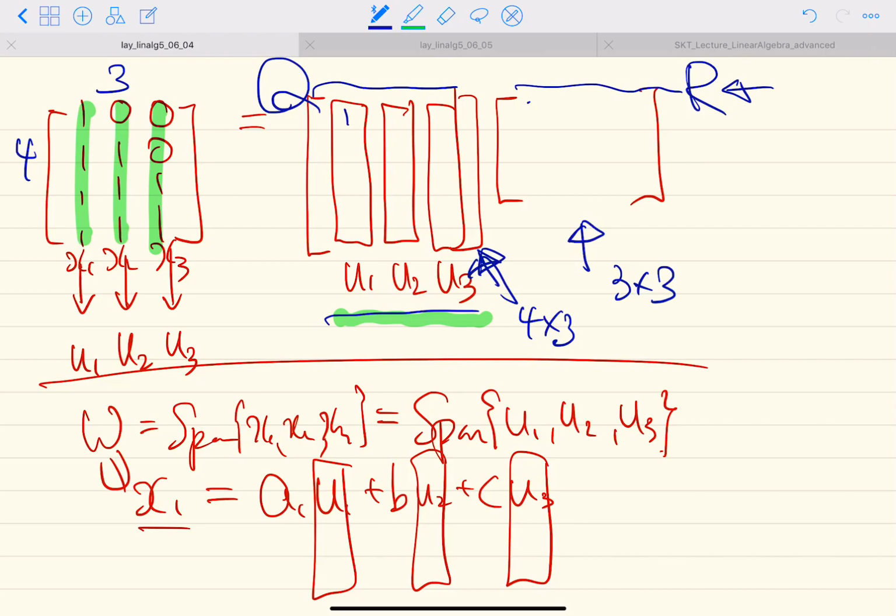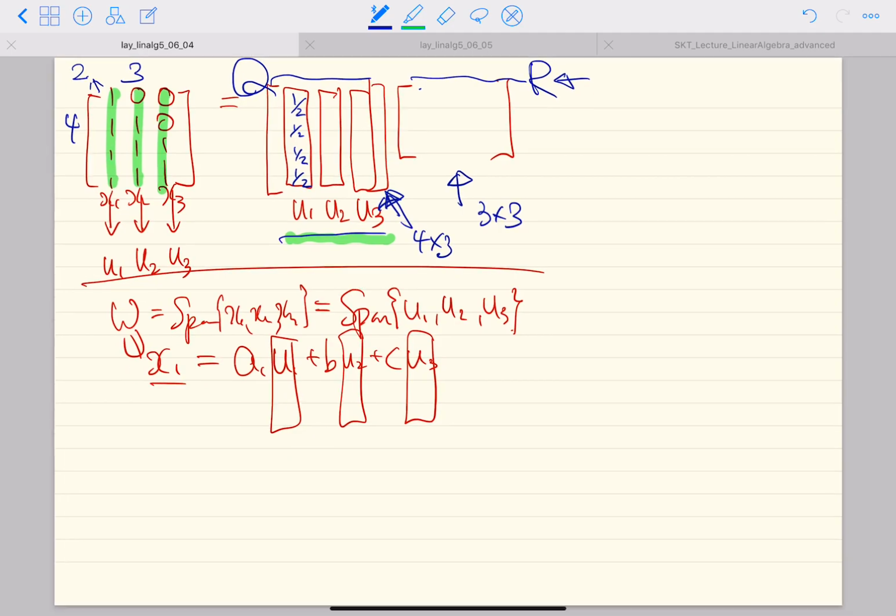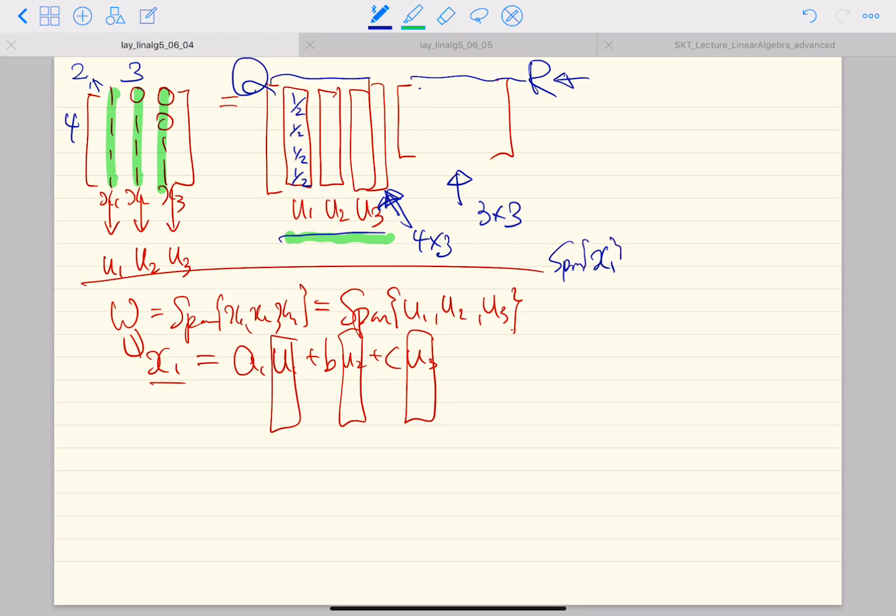And the vector length is the square root of 1 squared plus 1 squared plus 1 squared plus 1 squared, and their sum is 4, and then the square root of it is 2, right? And then this is the first u1, okay? And here the point is this guy, x1. I mean the span of x1 is the span of u1, right?